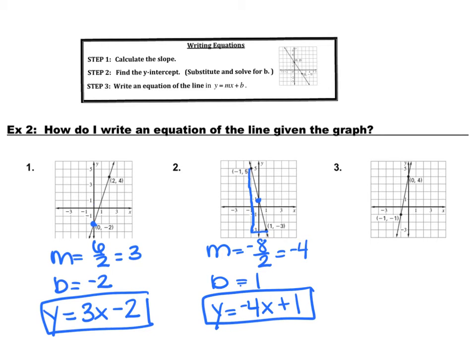And one more. So we're going to find the slope and our y-intercept. And again, let's count. We're going to go up 1, 2, 3, 4, 5. So 5/1, which is equal to 5. And our y-intercept looks like it's right there at the 4. So we'll have y equals 5x plus 4.